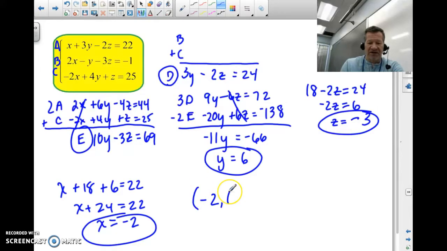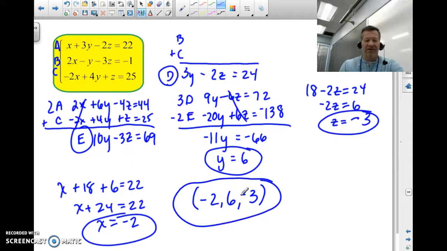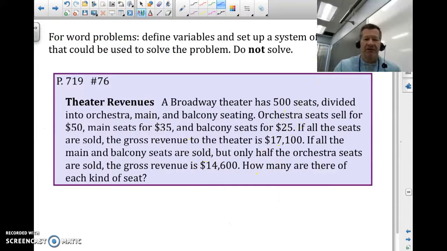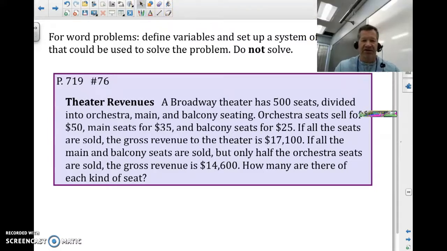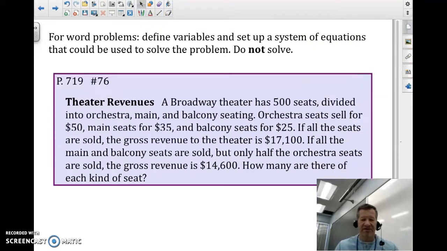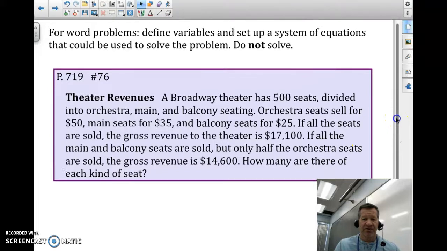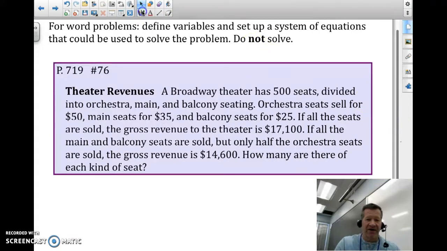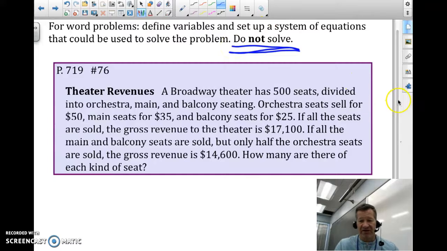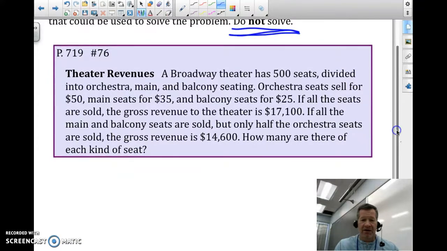Now again, don't forget, check your answers, make sure they work. For the purpose of this video, I'm going to move on. All right, last one. Now, in these word problems, and you can do the same thing on your homework for this section, just set up the system of equations that could be used to solve the problem. You do not have to solve, okay? I'm not going to ask you to solve these. I'll find out if you know how to solve the equations in other problems, okay? All right, so here we go.